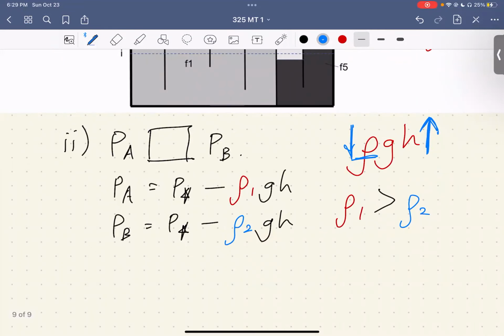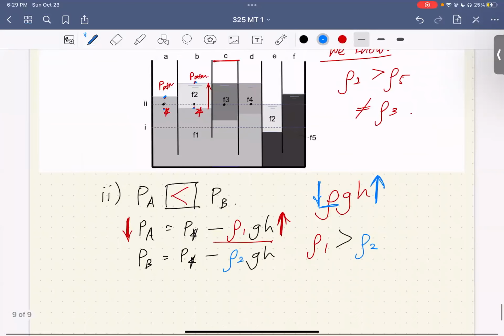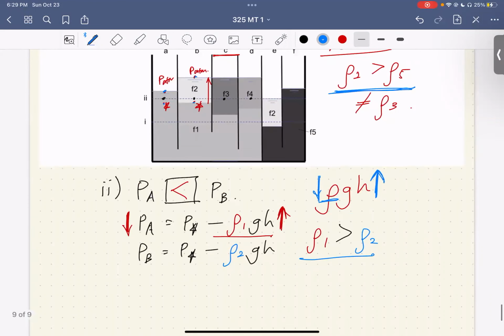That same logic. So now, if we know rho 1 is greater, then we know pressure A is smaller. So therefore, pressure A is less than pressure B. Great, I hope that makes sense. Now we know rho 1 is greater than rho 2, and we know rho 2 is greater than rho 5. So let's write out the rho 5 right here too.